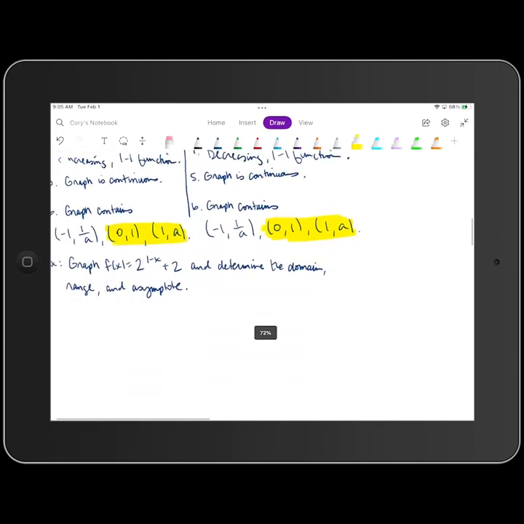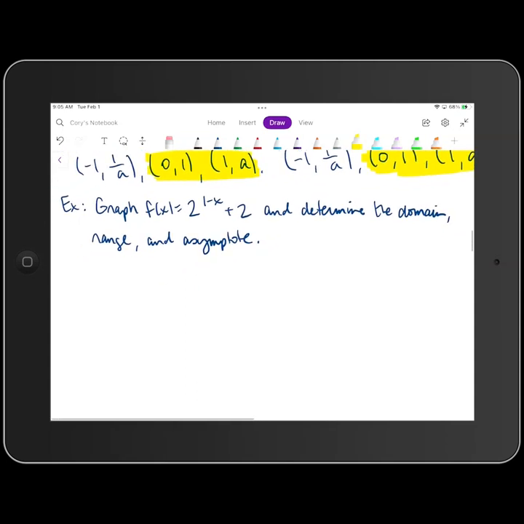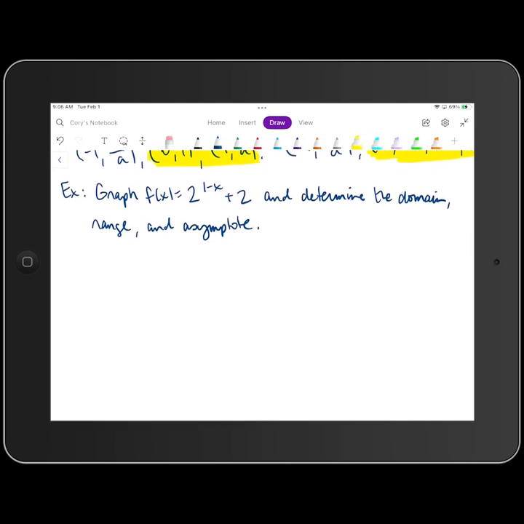Okay, so let's get into an example illustrating graphing exponential functions using transformations. So the directions here ask us to graph the function f of x equal to 2 raised to the power of 1 minus x plus 2, and determine the domain, range, and asymptote. Okay, so we're going to start with our base function here. So 2 raised to the x power.